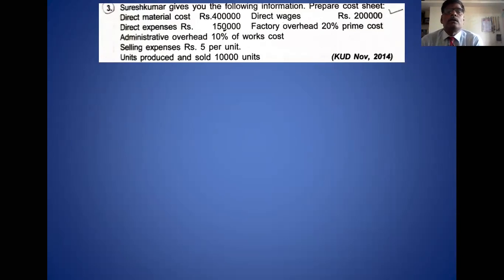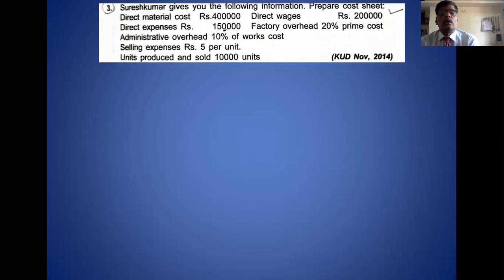Direct material cost incurred is 4 lakh. Direct wages 2 lakh. Direct expense 1,50,000. Factory overhead is 20% on prime cost. They asked to calculate factory overhead on prime cost, so you take 20% of prime cost, that will give you factory overhead.